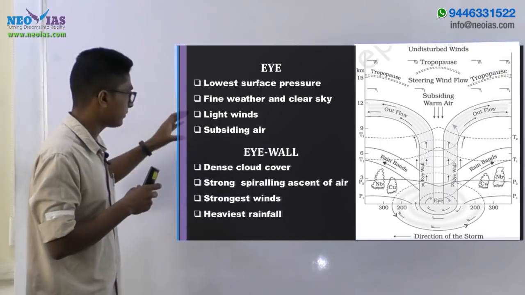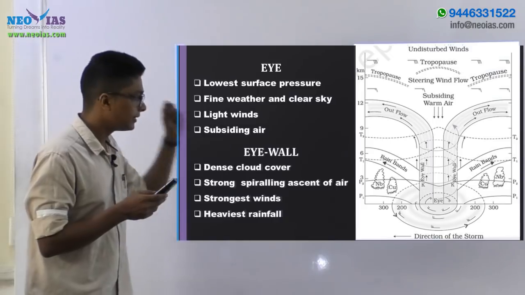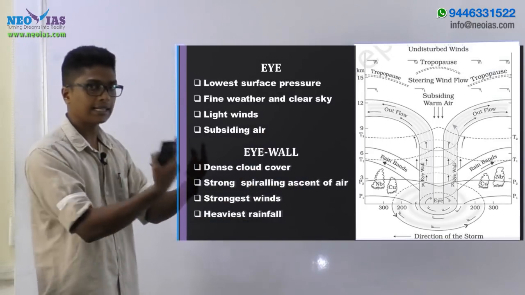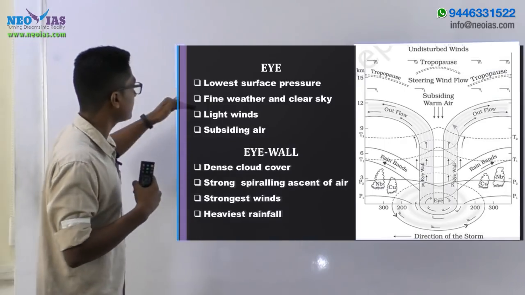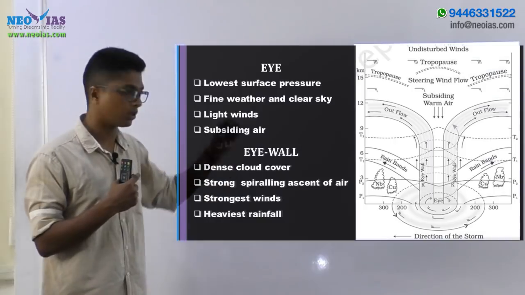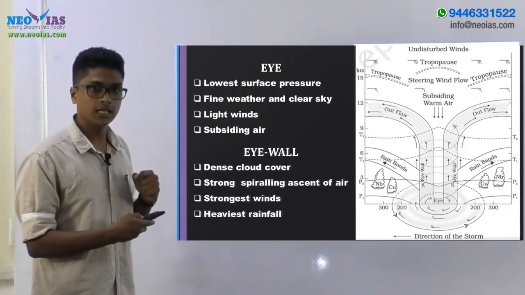There are various features you have to remember regarding the eye of a cyclone. The first one: this region has intense low pressure. Among the entire regions of the tropical cyclone, this region has the lowest surface pressure, right? The low pressure exists over the eye region. And here we have fine weather and a clear sky.